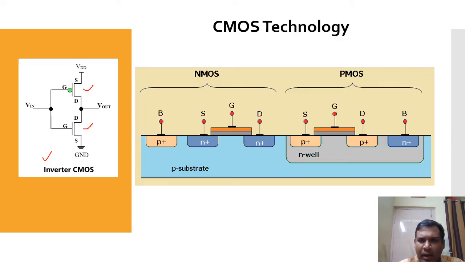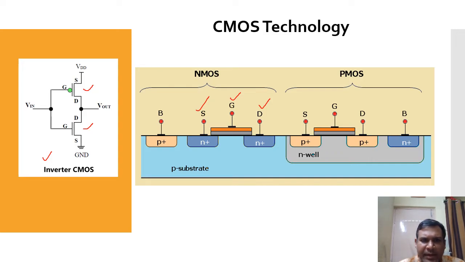meaning how this structure looks in our real-life circuit. So you can see the structure of the CMOS circuit, where NMOS and PMOS are both connected together. For the NMOS structure, you can see this is the source terminal, this is the drain terminal, and this is the gate terminal.